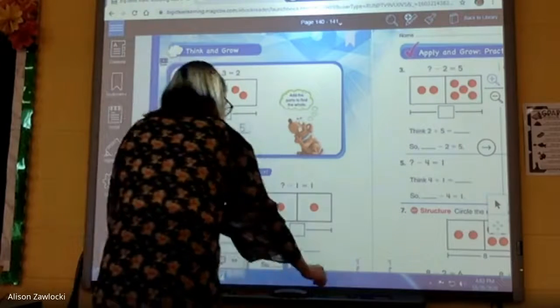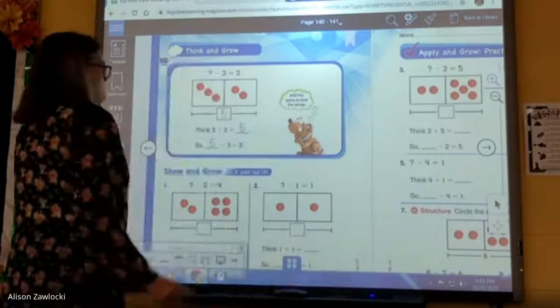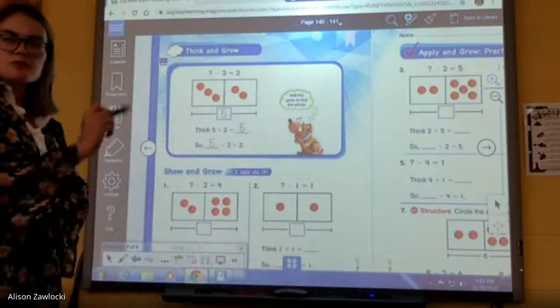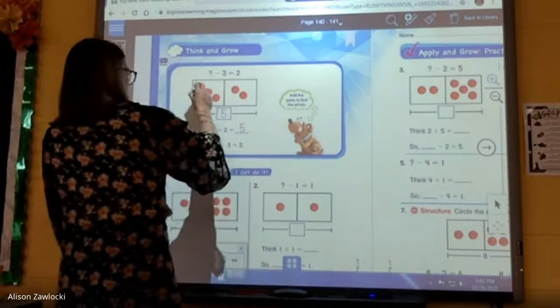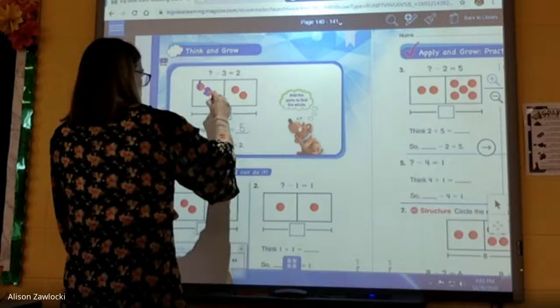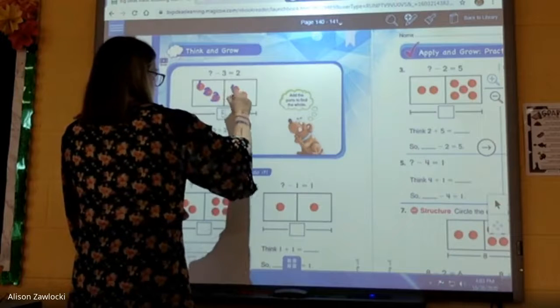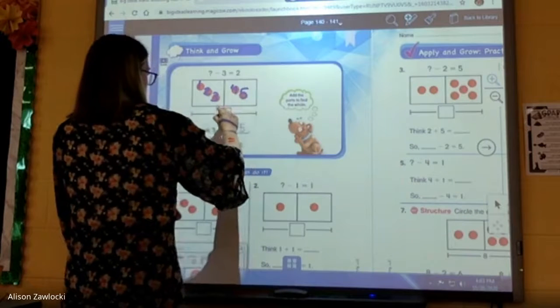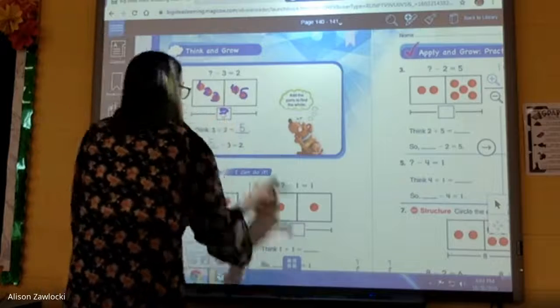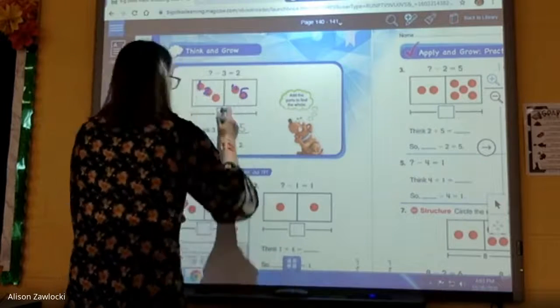So let's count these counters. And I want you to write this with me. I'm going to write the numbers inside my counters. So I have 1, 2, 3, 4, 5 counters total. So I'm going to trace this. I have 5 counters total, or 5 circles total.